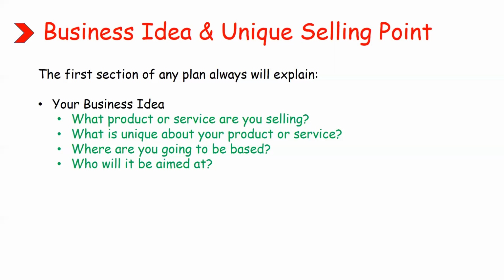And then of course the last thing really is about who it is aimed at. So that's going to be age, gender, location, maybe hobbies and interests. Again, you're trying to break it down to more detail. So how would you take those points and actually put them into something which reads like a business plan?